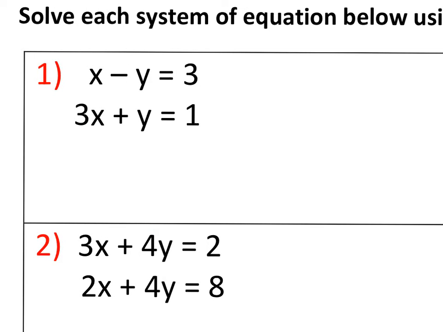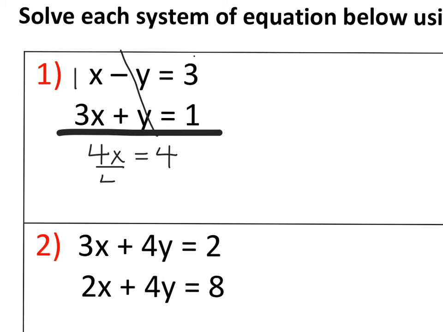Okay, so number one, first we're looking for opposites. When I look at the two equations, I look for the same thing, just one being positive and one being negative. So I see that the y's are opposites. I'm going to cross them out. This is a 1x, so 1x and 3x makes 4x, and 3 plus 1 equals 4. So I divide both sides by 4, and x equals 1.